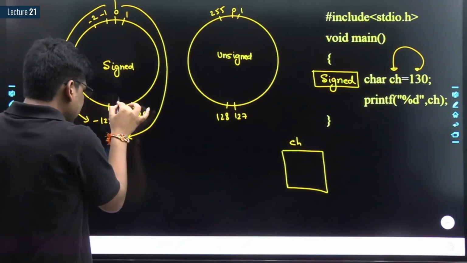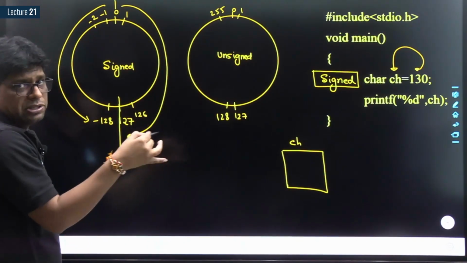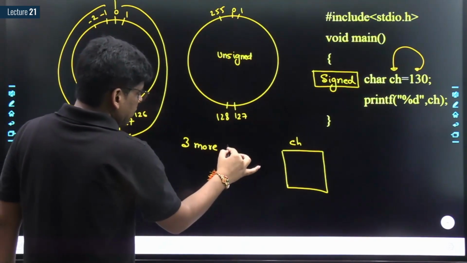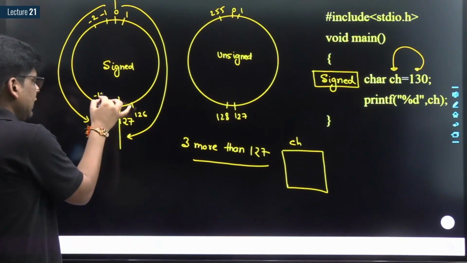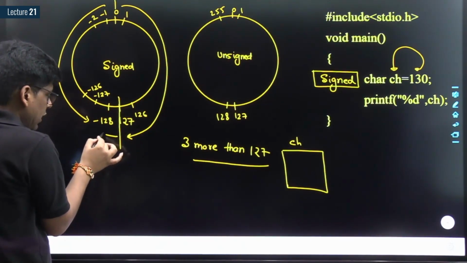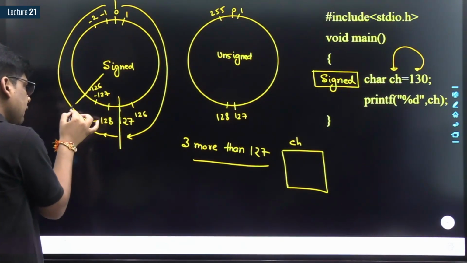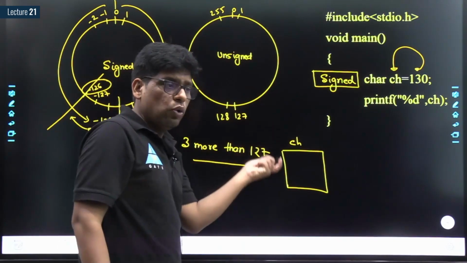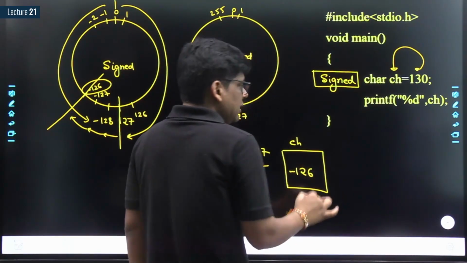Sir, once we reach 127, how much are we left? Sir, our number is 3 more than 127. Okay, that means we will move, try to understand this. We will move 3 positions from here. 1, then 2, and then 3. Where do we get? Sir, we have minus 126. So what is the value that goes inside ch? The value that goes inside ch is minus 126.